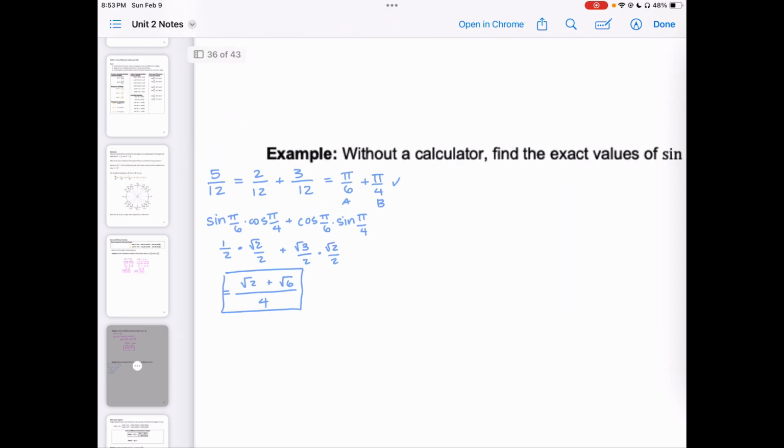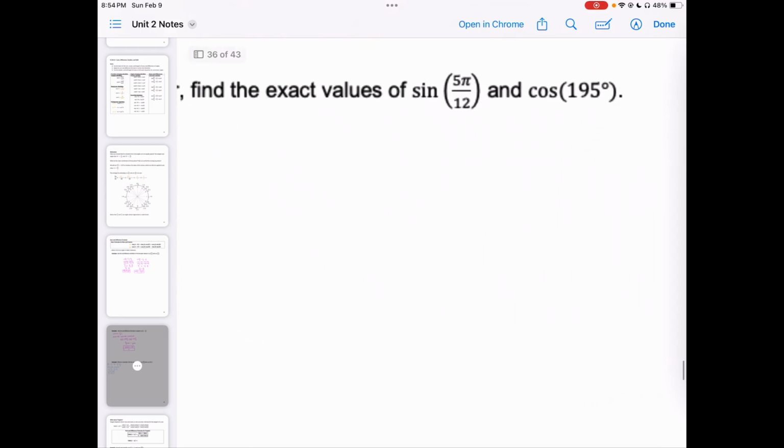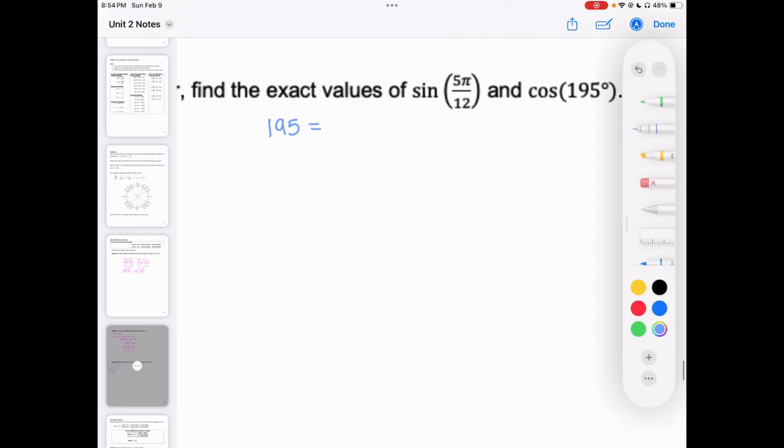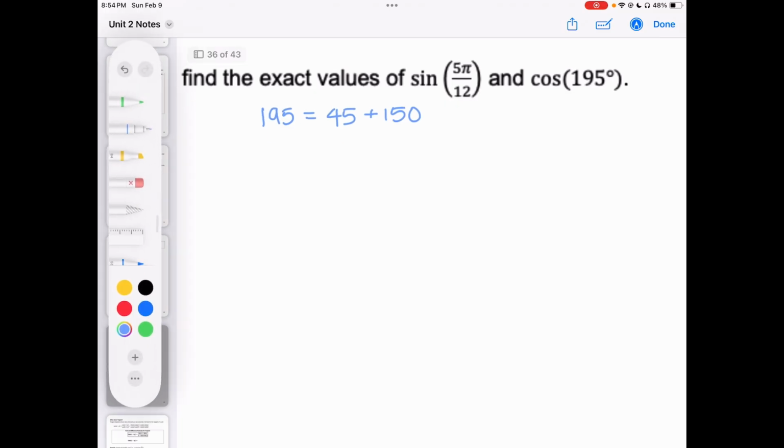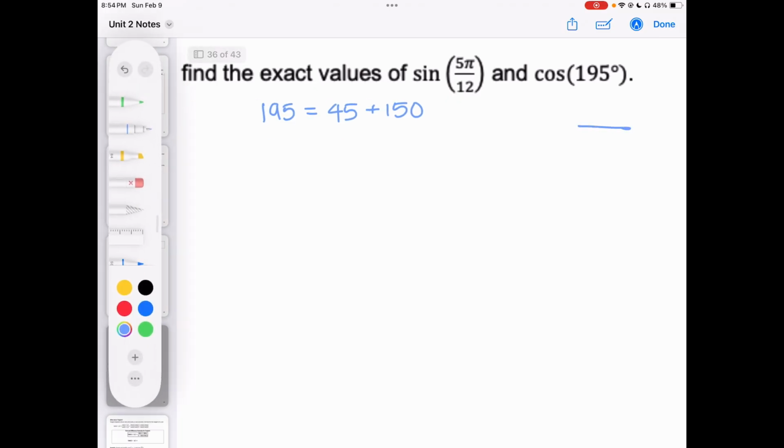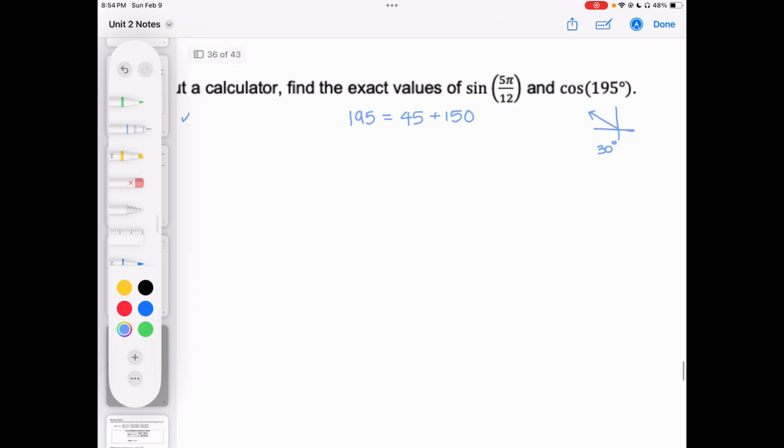Okay. Looking at cosine of 195, let's think about two numbers that might add up to that, right? I immediately think of 45 and 150. Okay, so I know information about that. I know, just FYI, that 150 is over here on the unit circle. So it's going to have the same values as a 30-degree triangle. So I'm going to think about my 30 degrees, except that I'm in quadrant 2.